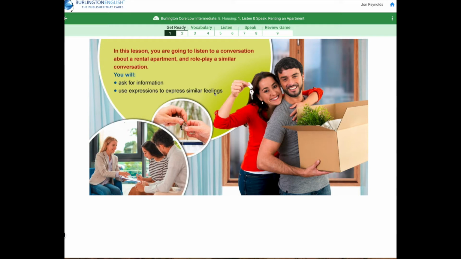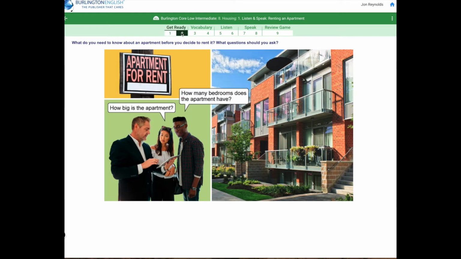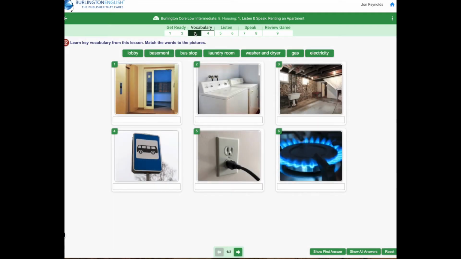Now in order to get prepared for this first lesson, let's go ahead and start with a little get-ready activity. So for example, like we mentioned last session, what are some questions we need to know before we rent an apartment? Well, look at the examples we see here. For example, you might ask questions like, how big is the apartment? Or how many bedrooms does the apartment have? Now in the lesson, we're going to learn many different vocabulary words, many of which you've already learned in our previous session. But let's take a look at some vocabulary examples that we can do here in our first lesson.